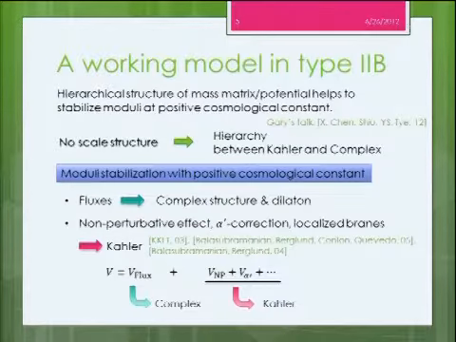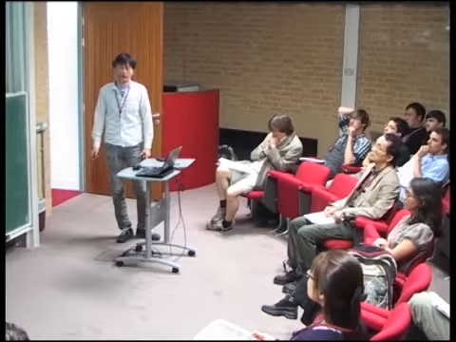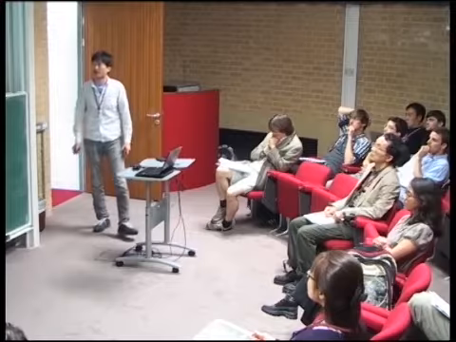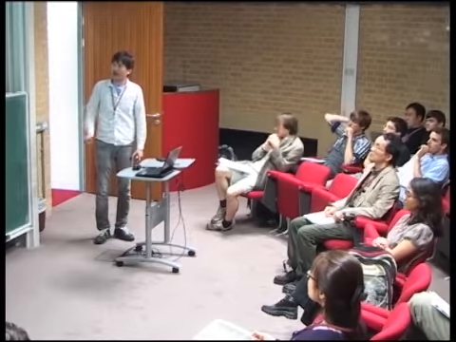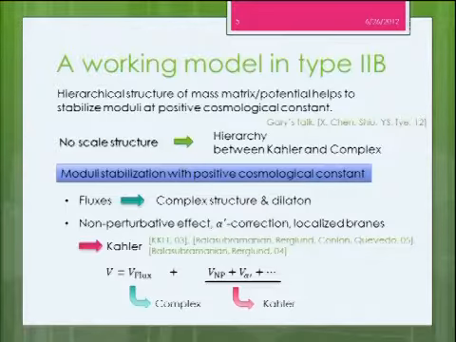So let's keep going, and let me introduce our working model, which is given in type IIB, and we are working in the de Sitter space. We need some mechanism for the mass matrix. Otherwise, a generic mass matrix suggests a Gaussian-suppressed probability for such a de Sitter vector, so we are not likely to meet it. However, if there is a hierarchical structure in the mass matrix or the potential, then that helps the stabilization of moduli at positive cosmological constant quite hugely.